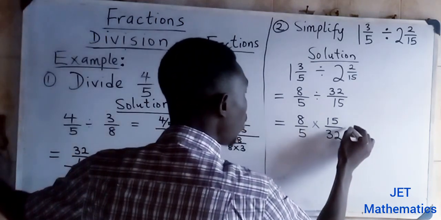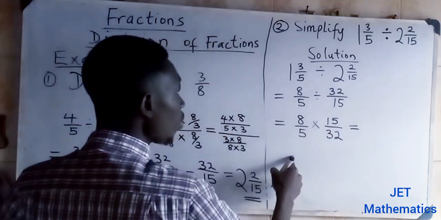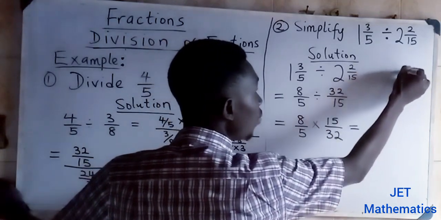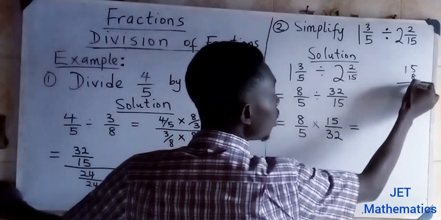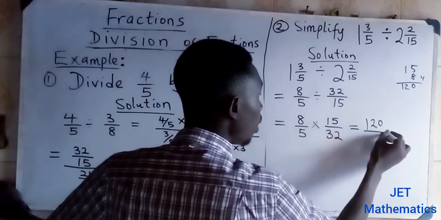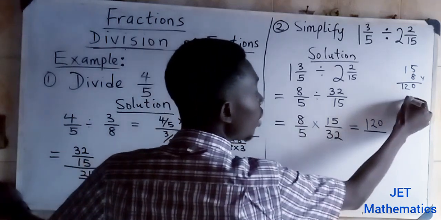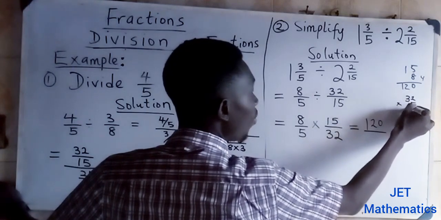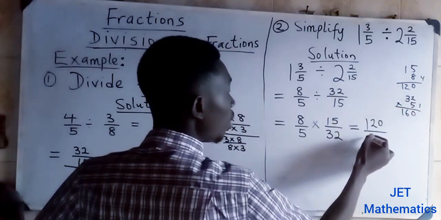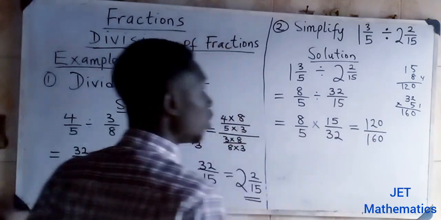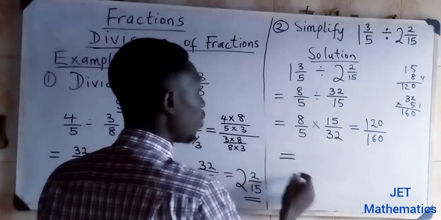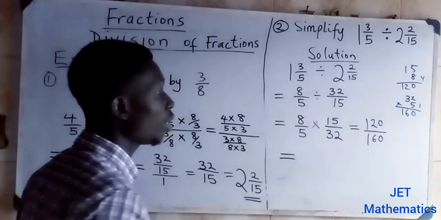So here we have 8 times 15 is, let's do that here, 15 times 8. This is 0, and this is 120. 120 divided by 32. 32 times 5 is 160. So reducing this to its lowest form, we are going to have, dividing 120 and 160, what is common?